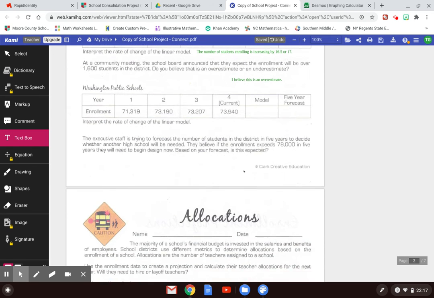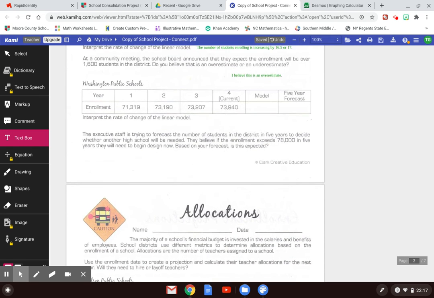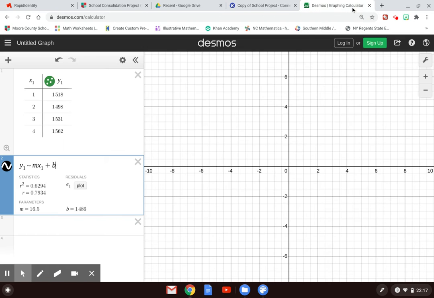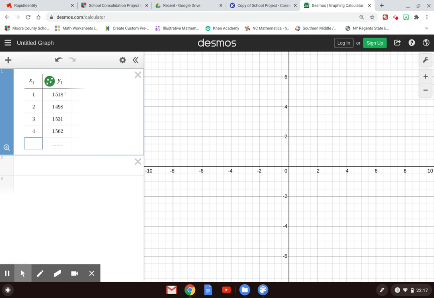Okay, then, for our last one, Washington Public Schools. All right, so we'll go back to Desmos, same thing. We'll close this. And then for year one, we'll put in 71,319, 73,190, 73,207, 73,940. Okay, so there's my table of values for years 1 through 4.